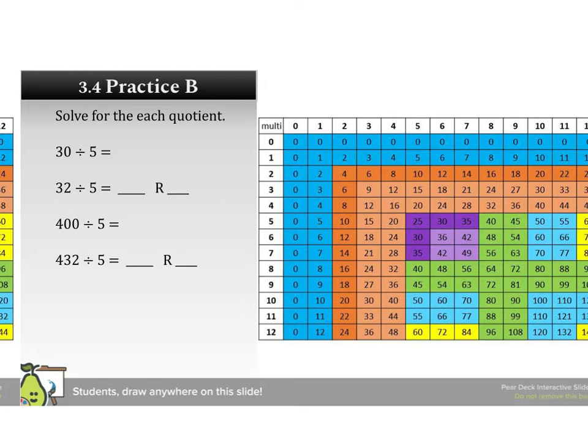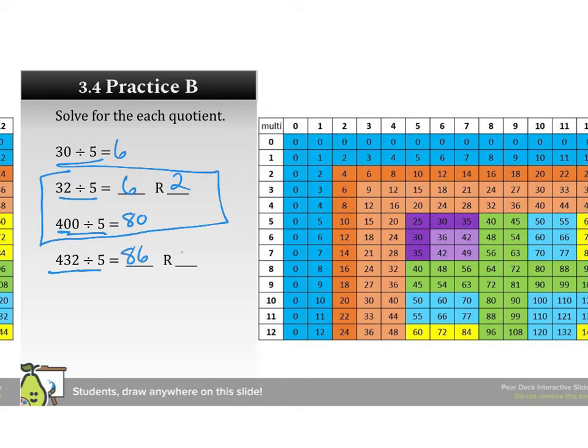30 divided by 5 is 6. 32 divided by 5 would be 6, remainder 2. 400 divided by 5, well, if I look at 40 divided by 5 is 8. Another 0 is 80. So 432 divided by 5 would be adding these two together. 86, remainder 2.